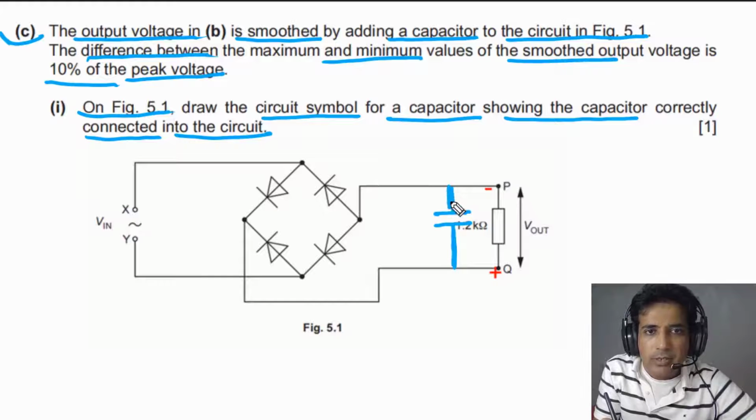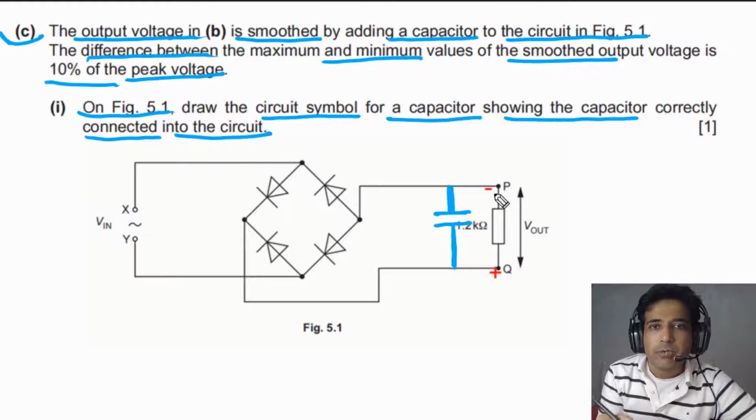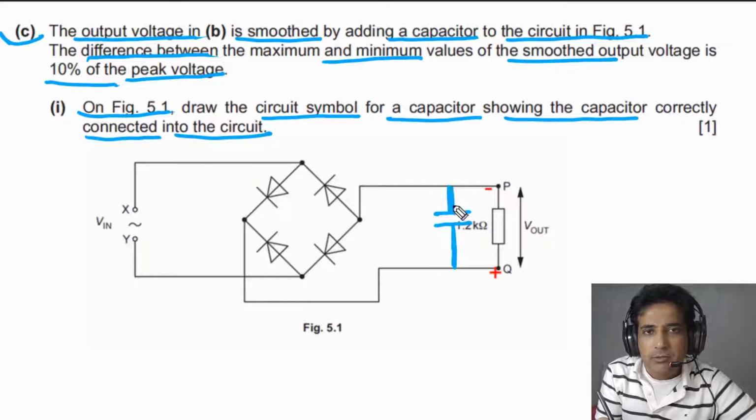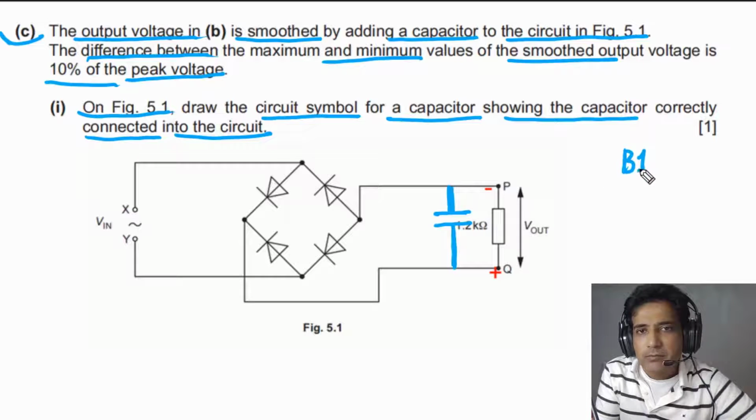This is how capacitor has to be connected. For this question, simply you need to draw the symbol for capacitor, and this one has to be connected across load resistor. This question has only 1 mark. If you have drawn this symbol, you will get 1 mark.